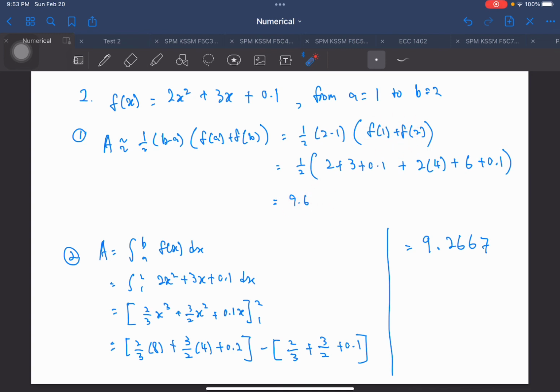Okay, so let's go through it again. You just substitute 1 into f(x), so you get this part, and then you substitute 2 into f(x), you get this part. So you get 9.6. This is the approximate area. Using the traditional method by integrating f(x), you get the exact area, which is 9.2667. So if you compare this and this, it's different, right?